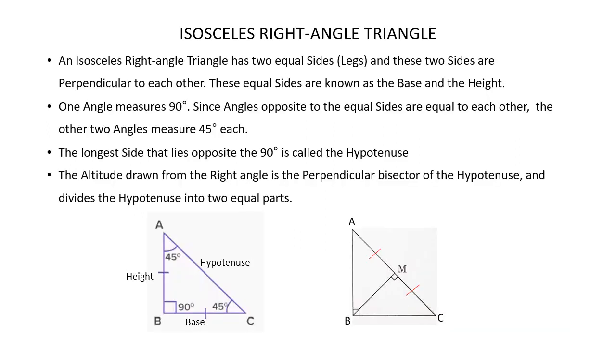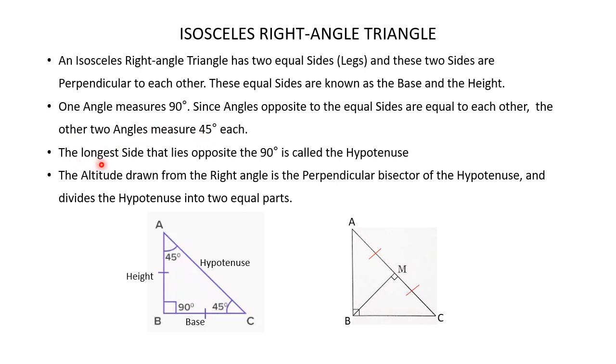Let's now look at a few properties of an isosceles right angle triangle. An isosceles right angle triangle has two equal sides, which are also known as legs, and these two sides are perpendicular to each other. These equal sides are known as the base and the height. One angle measures 90 degrees. Since angles opposite to the equal sides are equal to each other, the other two angles measure 45 degrees each.